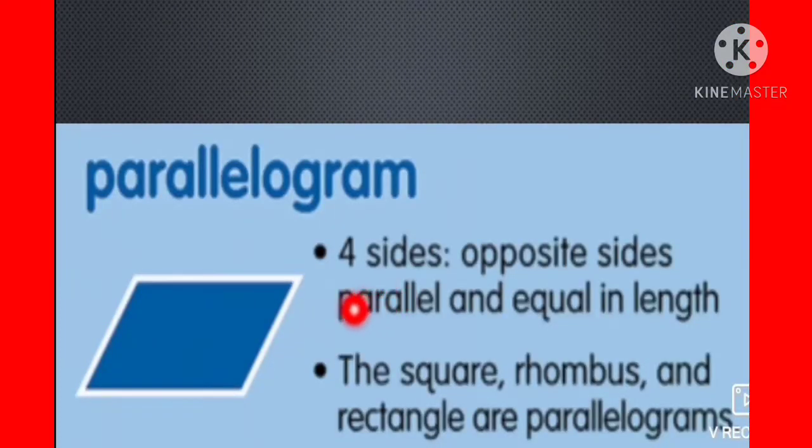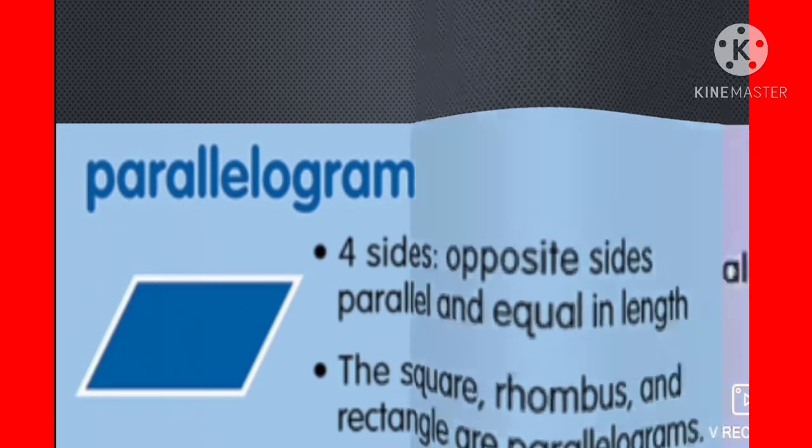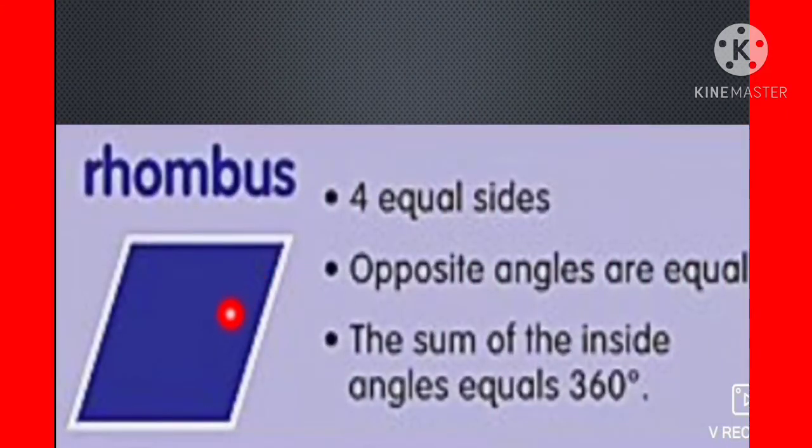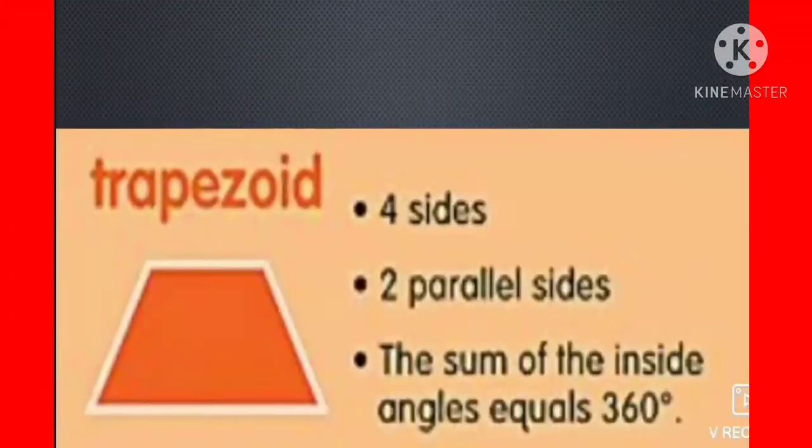Parallelogram. 4 sides. Opposite sides parallel and equal in length. The square, rhombus and rectangle are parallelograms. Rhombus. It has 4 equal sides. Opposite sides are equal. The sum of the inside angles equals 360 degrees. Trapezoid or trapezium. 4 sides and 2 parallel sides, and it has 2 non-parallel sides. The sum of the inside angles equals 360 degrees.